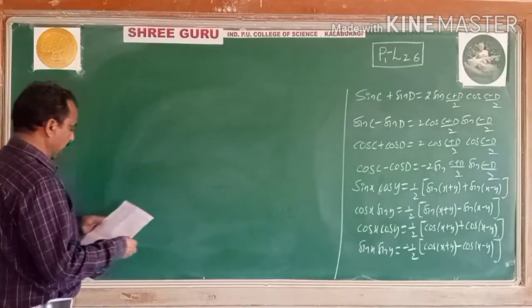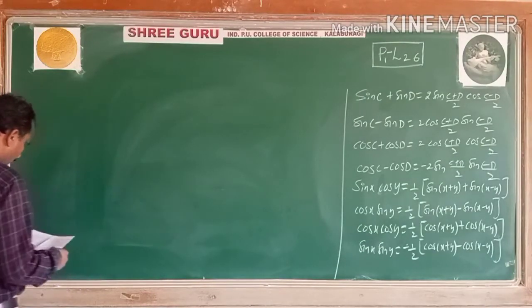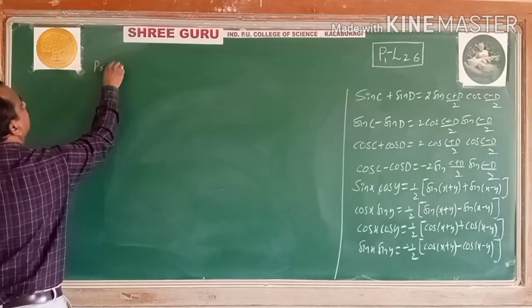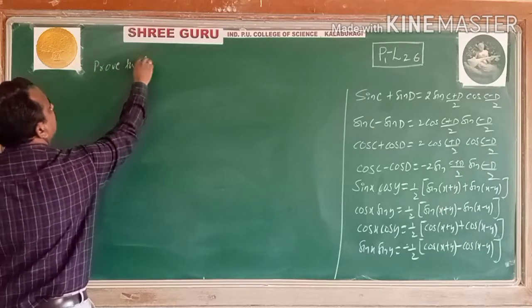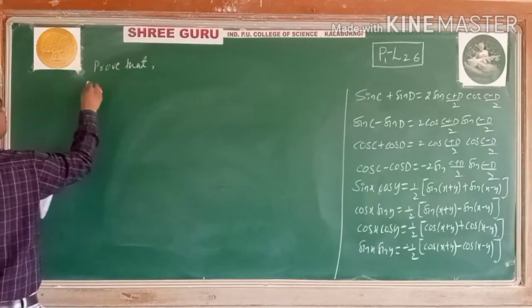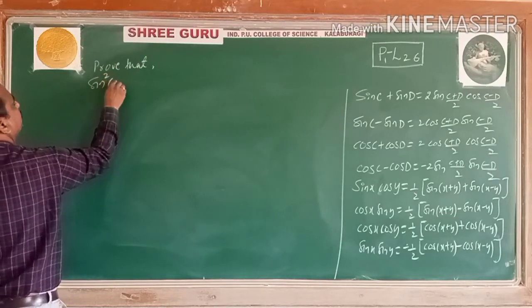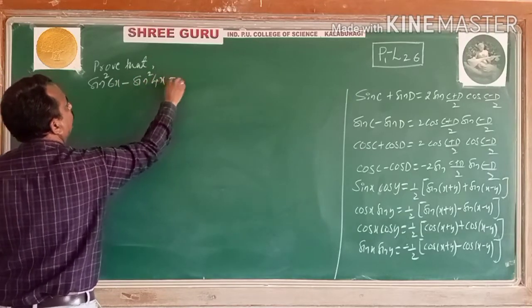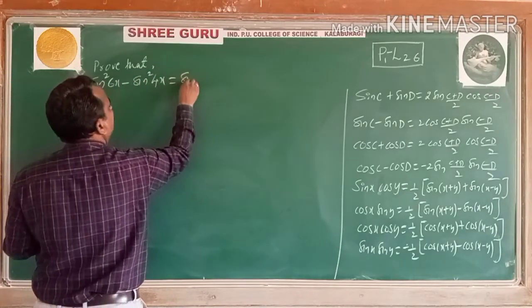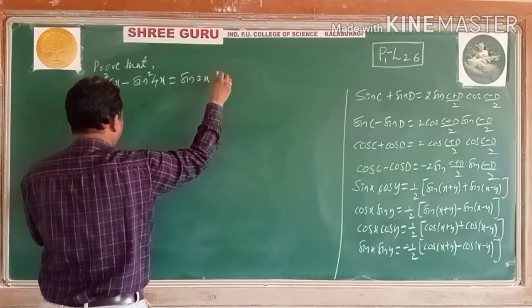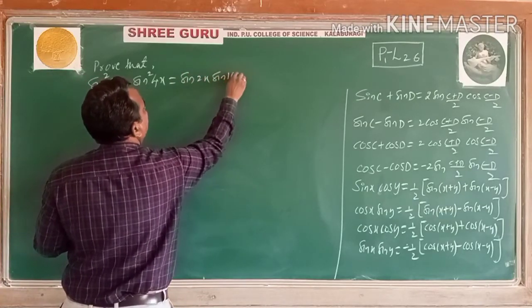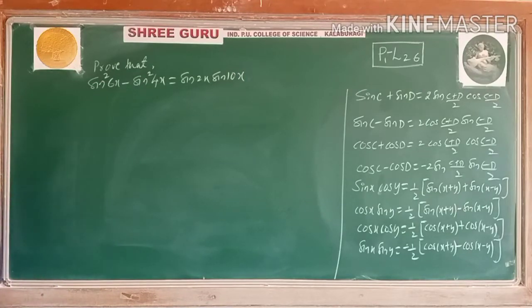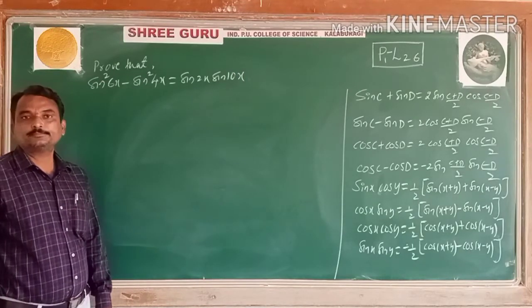We have discussed some examples in the previous class. Now next, prove that, see students, sin square of 6x minus sin square of 4x is equal to sin 2x into sin of 10x. Let us see this one.